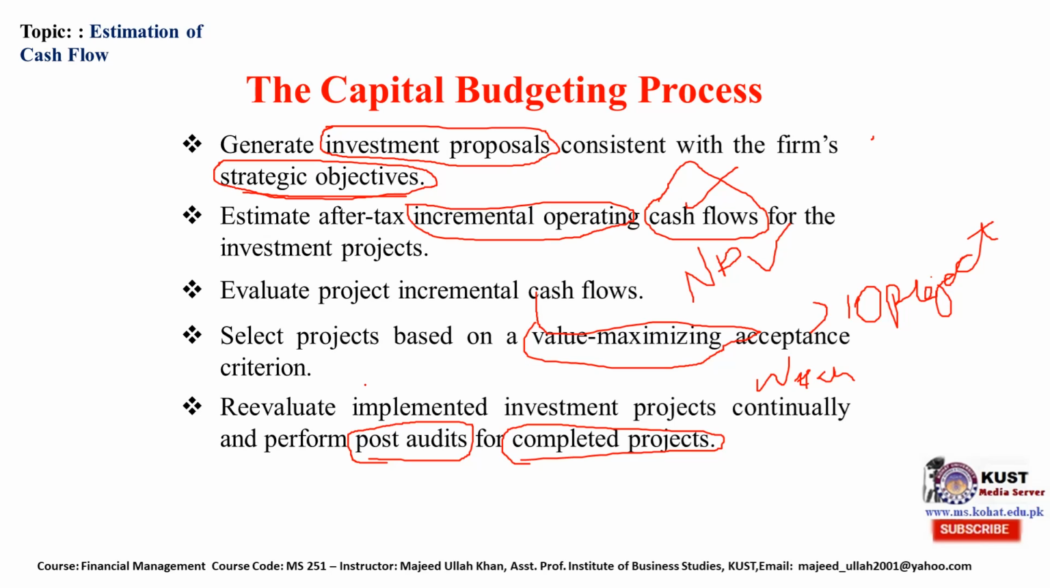So first of all, generate investment proposals that are aligned with the strategic objective of the firm. Then incremental cash flow will be estimated. Then we will evaluate the incremental cash flow. Then we will select those projects which are value maximizers, and then we will conduct a post-completion audit for these investment proposals.